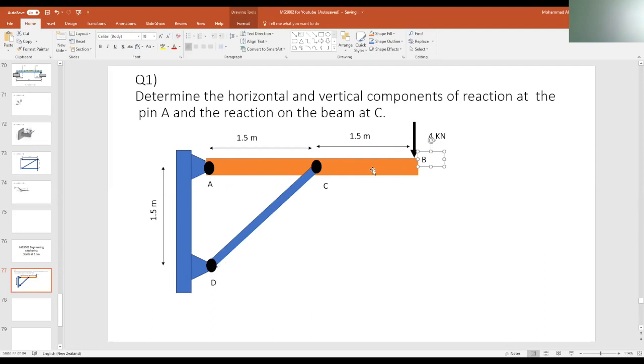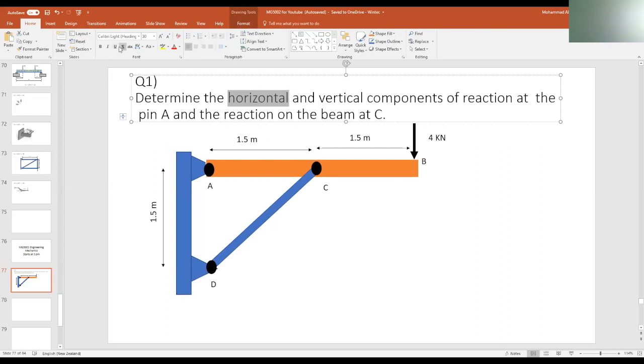So from this question, if we just revise it and highlight. What I really want you to do, guys, every time you try to solve these kinds of questions, even if you are in the test or exam, is first of all read the question itself and say exactly what you want to find. Horizontal, I will highlight it. We want to find the horizontal and vertical components of reactions at a pin A and the reaction on the beam at C. So it's very clear this question wants me to work on A to C and B, because B is part of it.